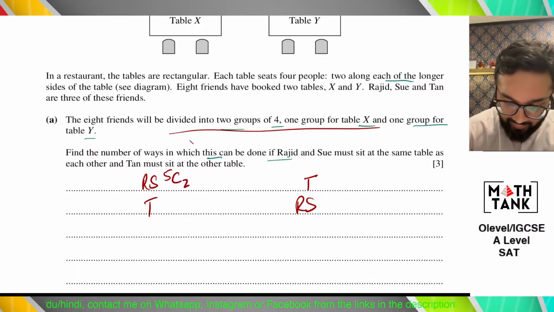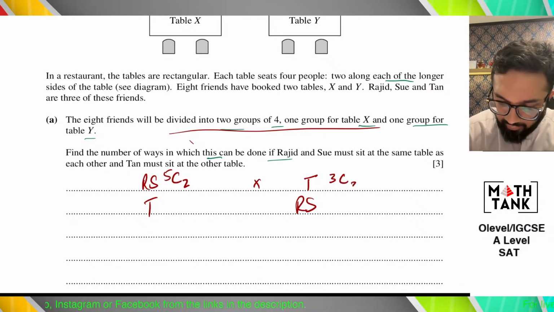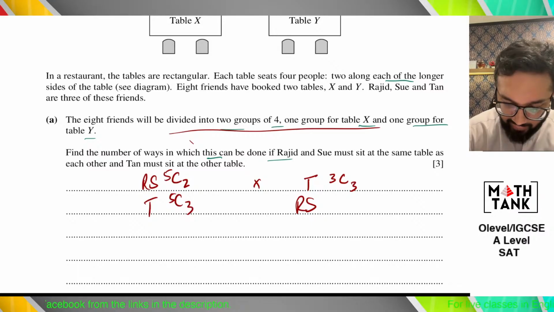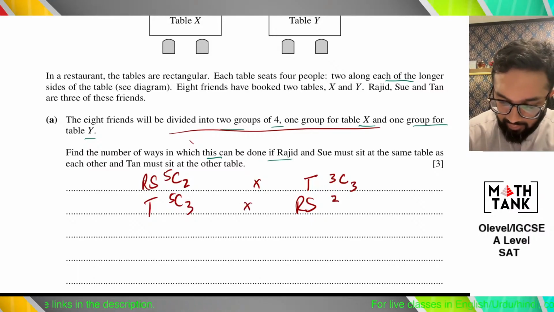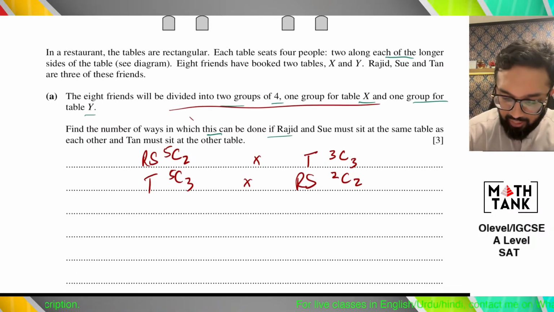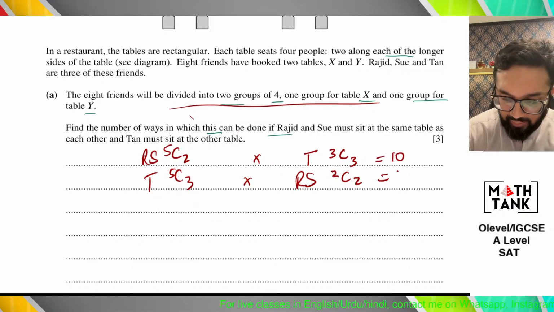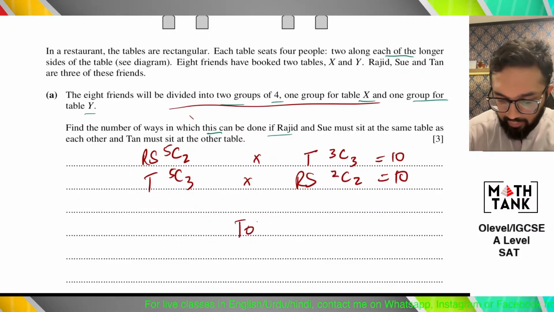So I got 5C2 into 3C3 and 5C3 into 2C2. Okay, so 5C3 is 10. This is also 10. So that gives me a total of 20.